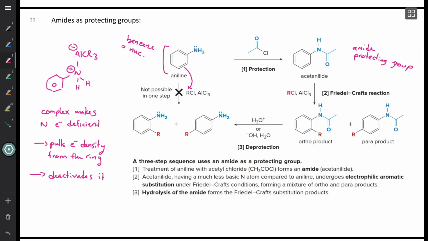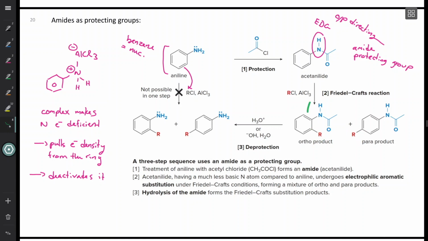And now you can do Friedel-Crafts acylation or alkylation, and there's no problem, right? And there's no way to complex on the nitrogen anymore. You're not going to form the aluminum chloride complex. And so this group is still an electron donating group vis-a-vis the benzene, right? So this will be ortho-para directing. So that's why you get ortho and para product.